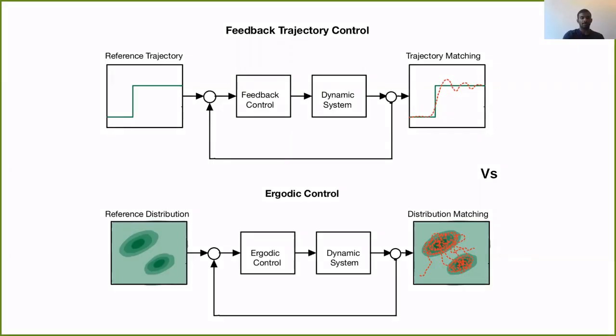What is the difference between a trajectory control problem and an ergodic control problem? In the feedback trajectory control problem, the goal is to track a given reference trajectory, whereas in ergodic control, the objective is to match the time average spatial statistics of the trajectory to a given reference distribution. Now, the question is how to obtain such an ergodic control.